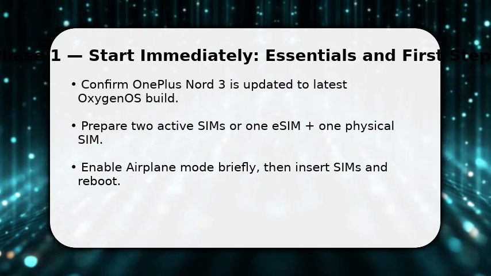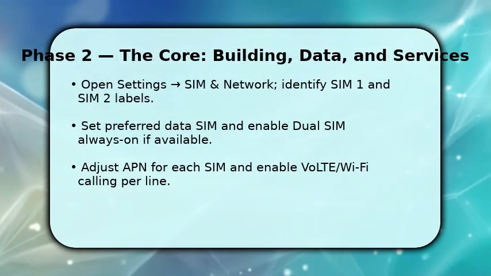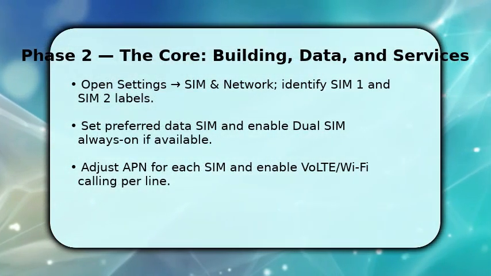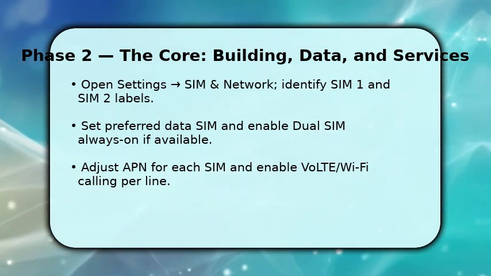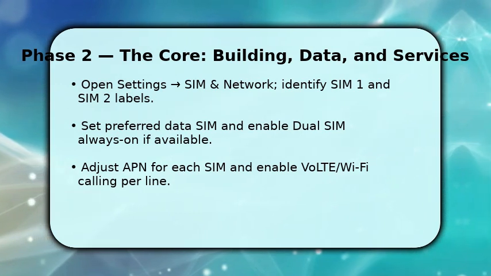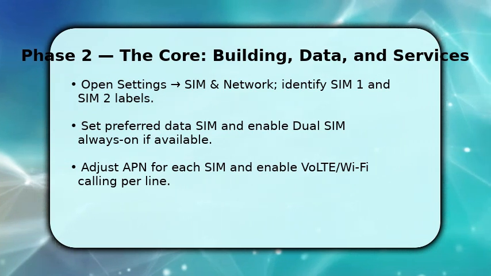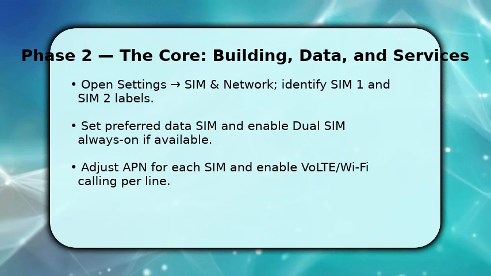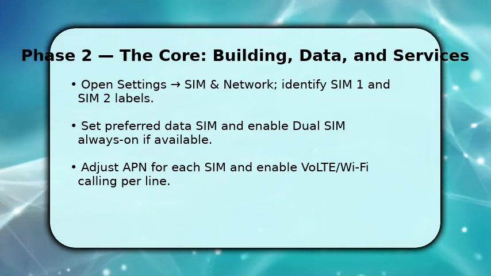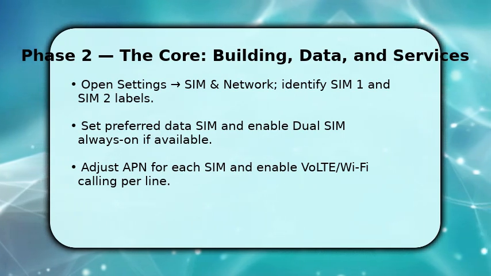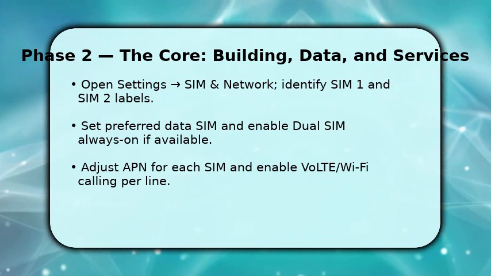Now you dive into Settings and tap SIM and Network. You'll see both lines listed. Tap each SIM to rename them so you don't confuse data versus calls later. Set your preferred mobile data SIM and enable dual SIM options like dual SIM always on or background data for both lines when available. Make sure APN settings are correct for each carrier, and enable VoLTE, LTE and Wi-Fi calling per SIM if your network supports them.